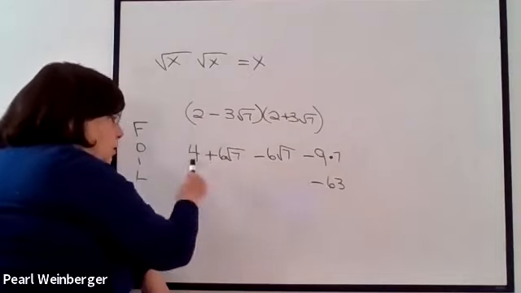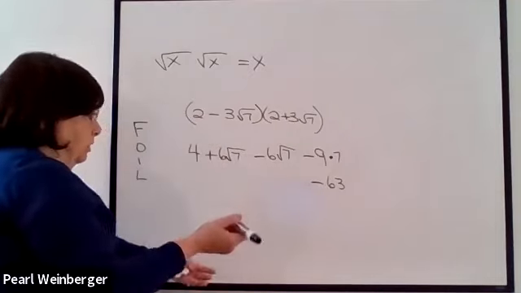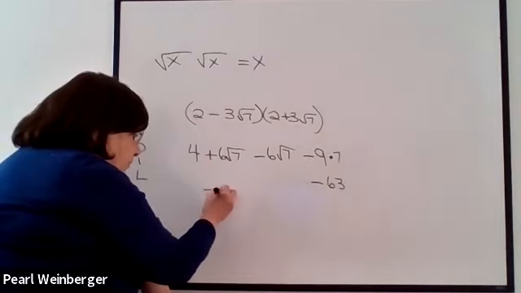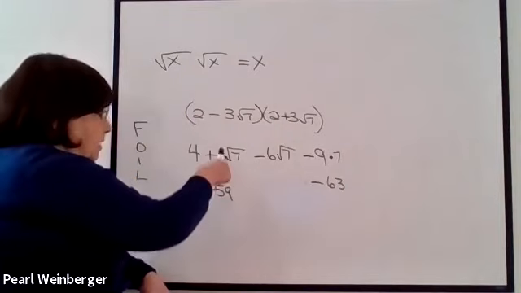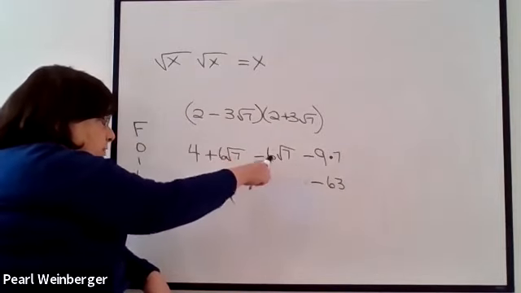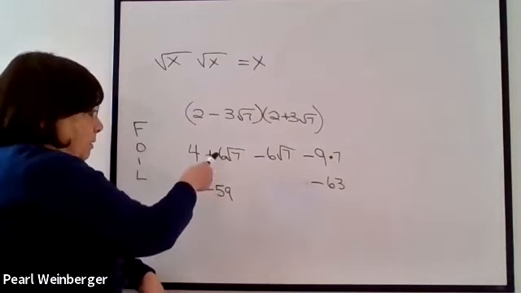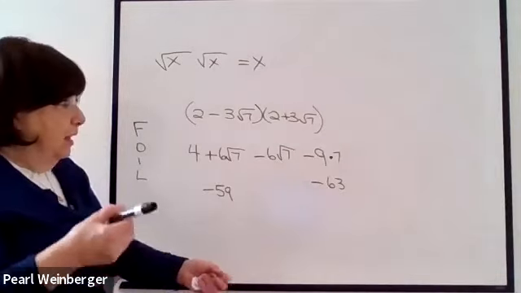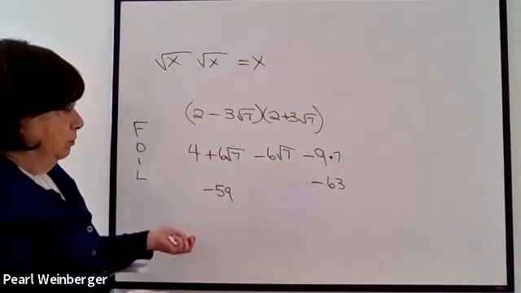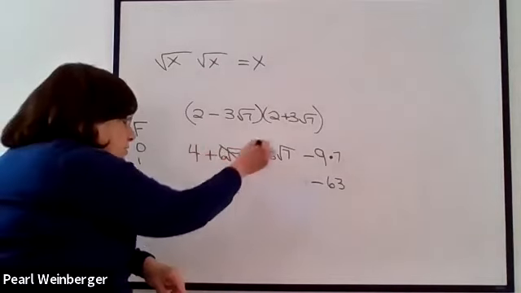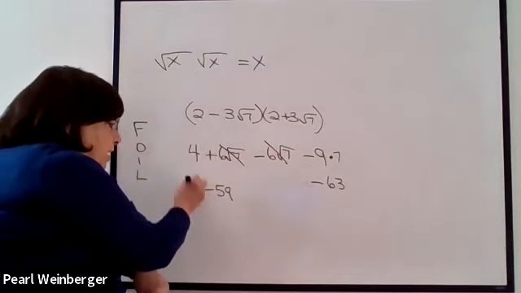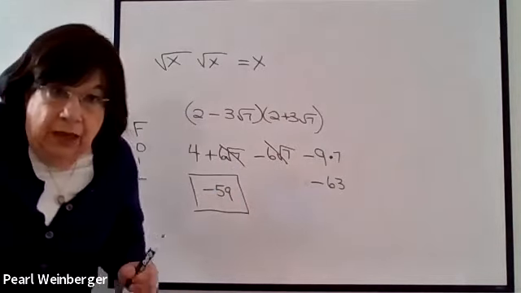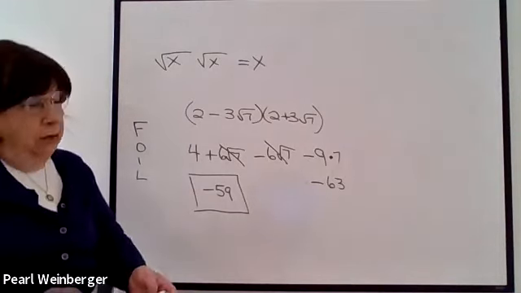These are just plain regular rational numbers. They don't have any radicals next to them. 4 and negative 63 is negative 59. And then these are like radicals, 6 radical 7 and negative 6 radical 7. But when I add 6 and negative 6, I get 0. Remember, I'm combining them. And 0 times radical 7 is just 0. In other words, this just cancels out. And my final answer is negative 59. And I learned something from this as well.